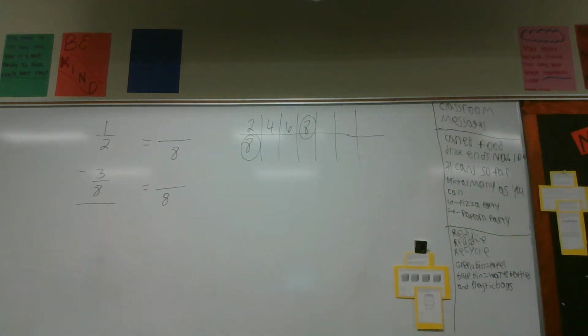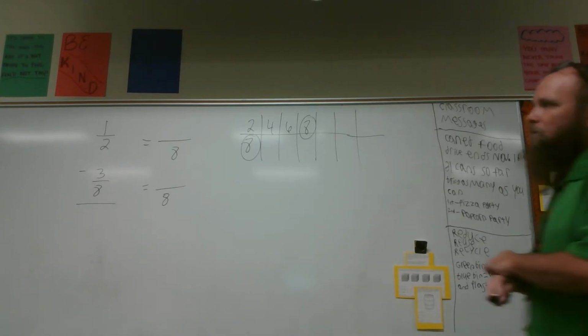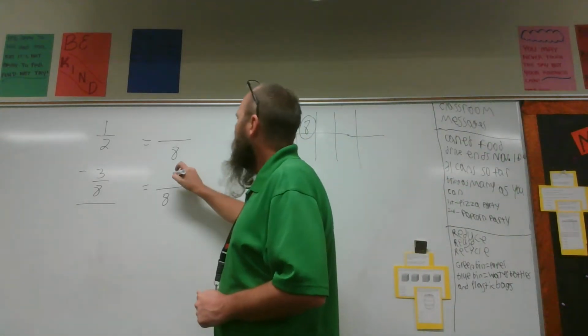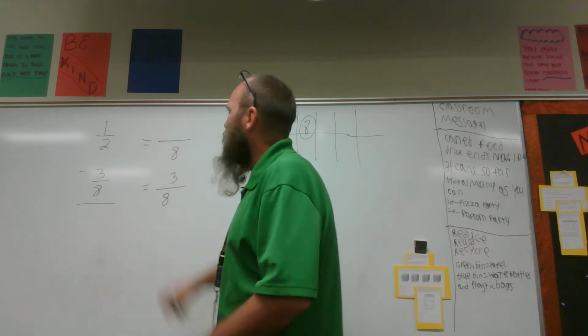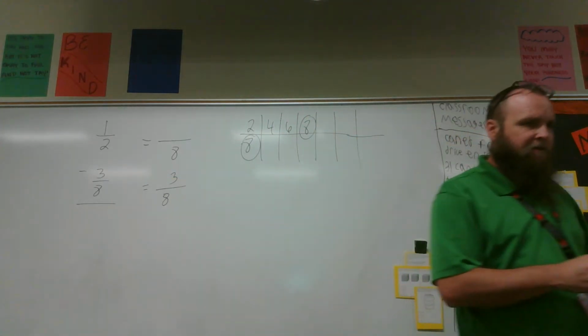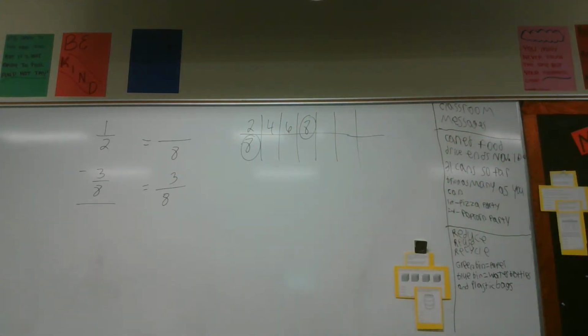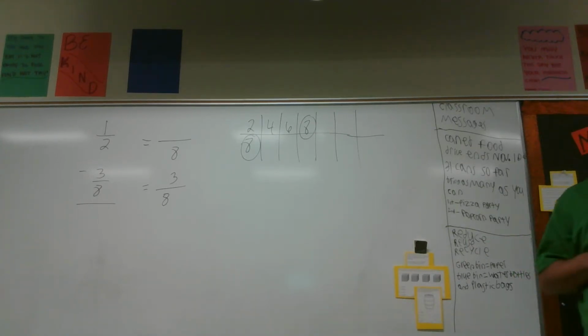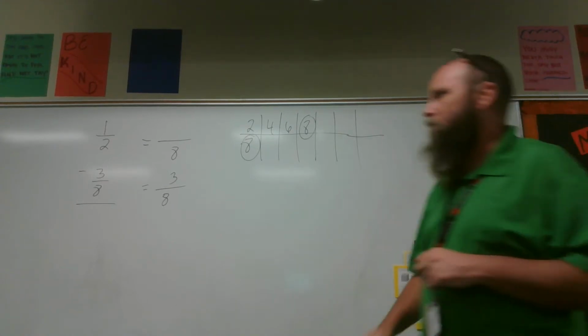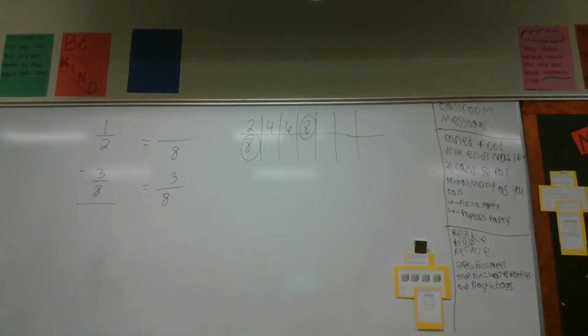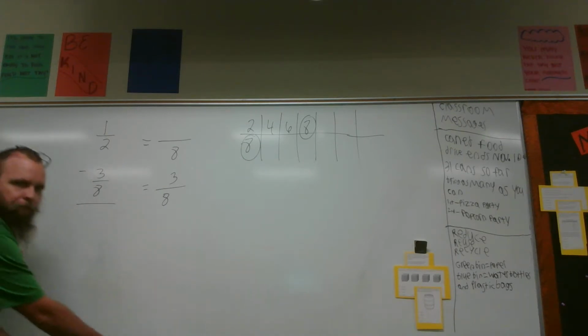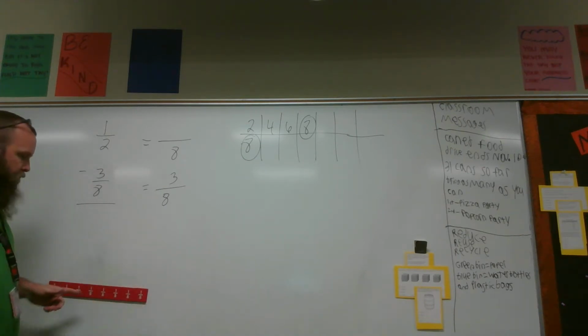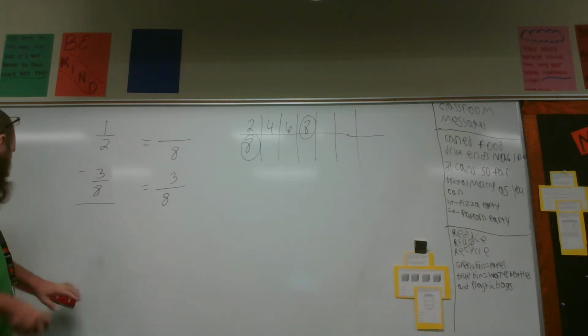We need to change these so they both have a denominator of 8. 3/8 has a denominator of 8. How many 8s does 1/2 equal, Bea? If I took these 8s over here, how many would it take to equal 1/2? 4. Good. It would take 4 of these to equal 1/2.